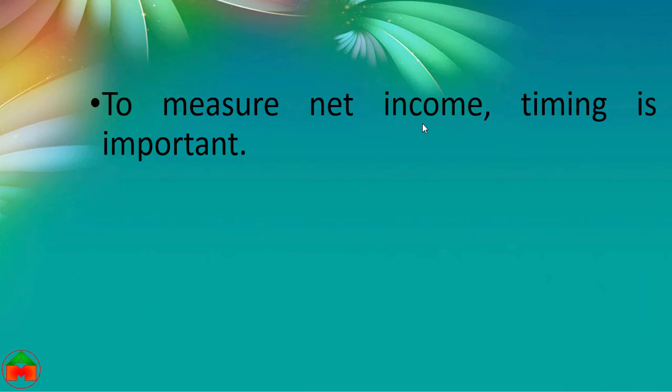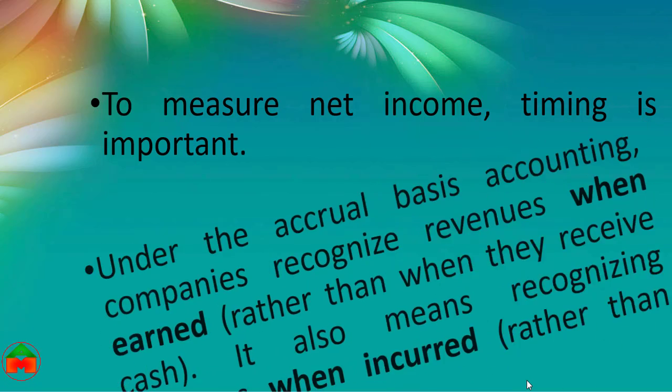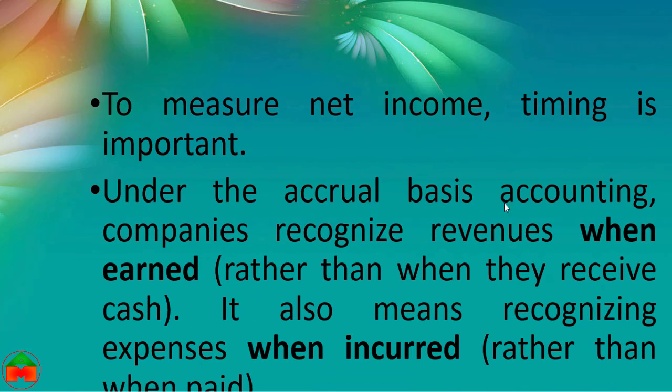To measure net income, timing is very important. Under accrual accounting, companies recognize revenues when earned. So, companies recognize revenues when earned rather than when they receive cash. On the other hand, it also means recognizing expenses when incurred, rather than when paid.